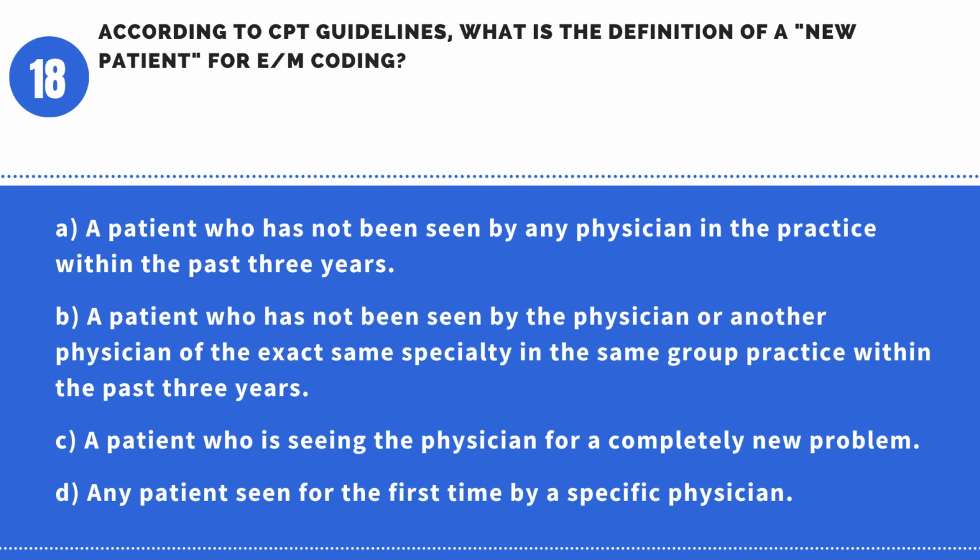Question 18. According to CPT guidelines, what is the definition of a new patient for E/M coding? A. A patient who has not been seen by any physician in the practice within the past 3 years. B. A patient who has not been seen by the physician or another physician of the exact same specialty in the same group practice within the past 3 years. C. A patient who is seeing the physician for a completely new problem. D. Any patient seen for the first time by a specific physician.